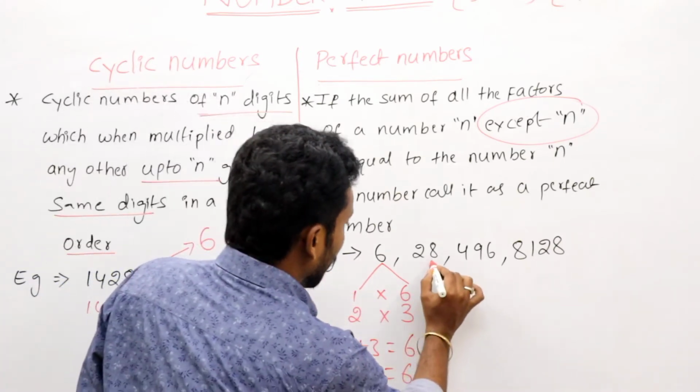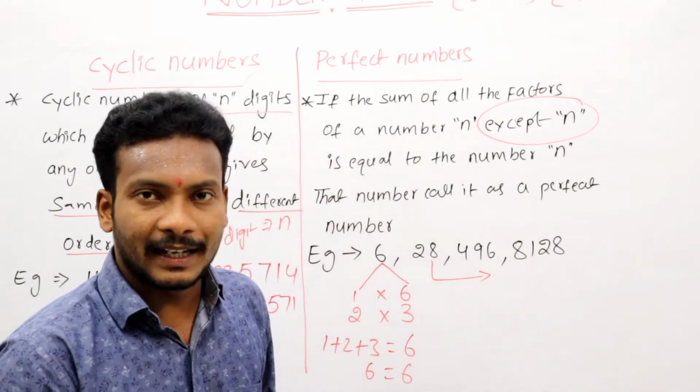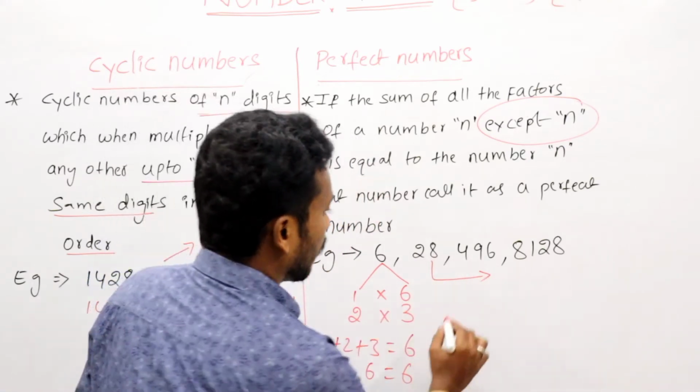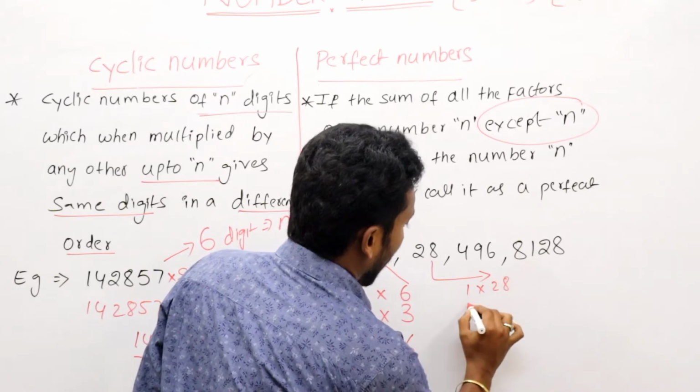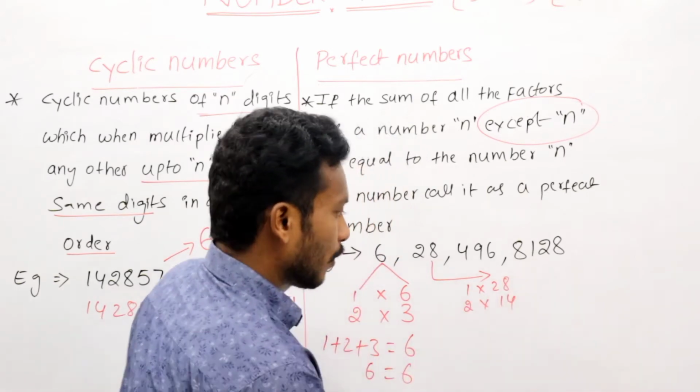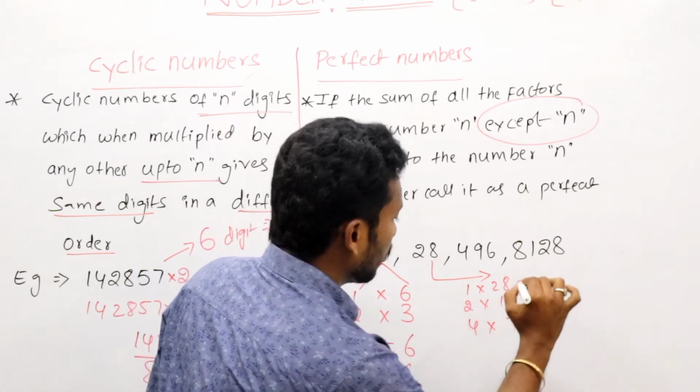Okay, now for 28. Now I am calculating for 28. 1 into 28, 2 into 14, next 4 into 7.